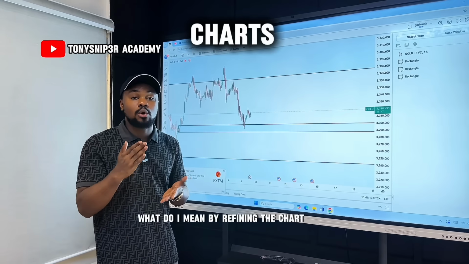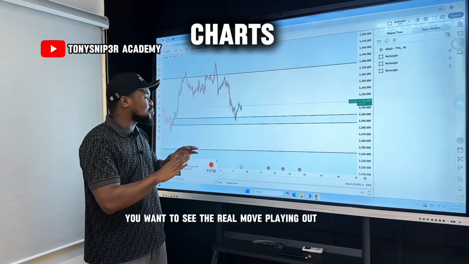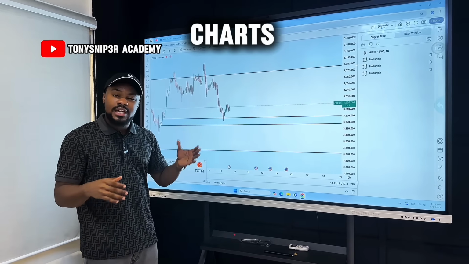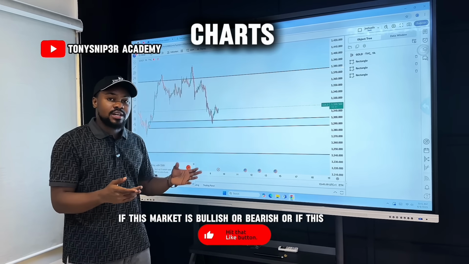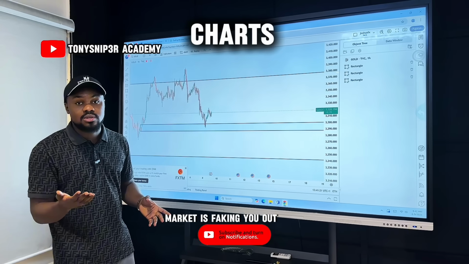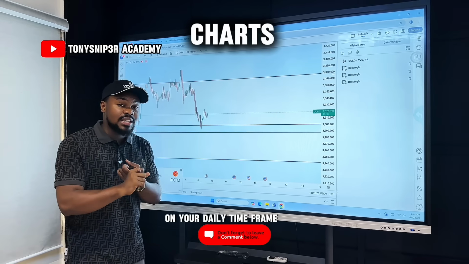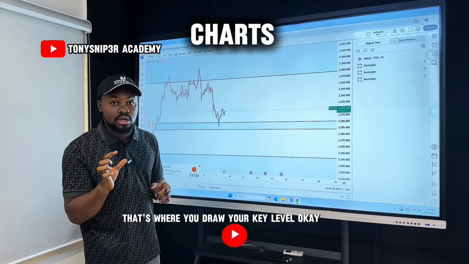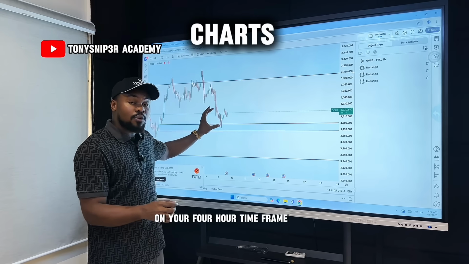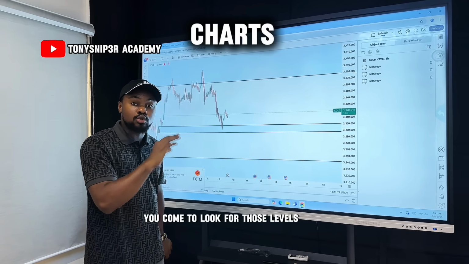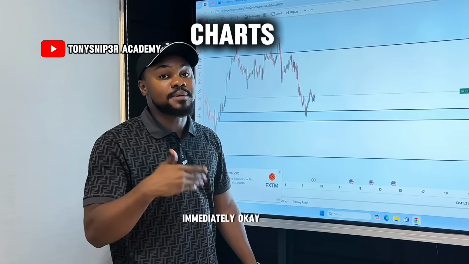Refine the chart. What do I mean by refining the chart? You want to see the real move playing out, if this market is bullish or bearish, or if this market is faking you out. Do you understand? Remember, on your daily time frame, that is where you draw your key level.